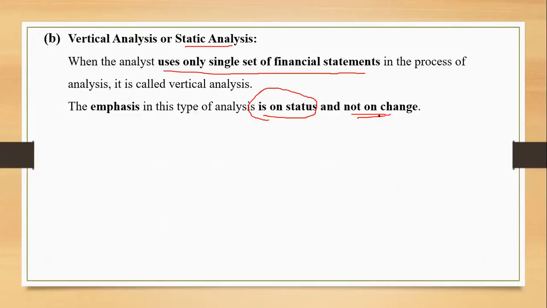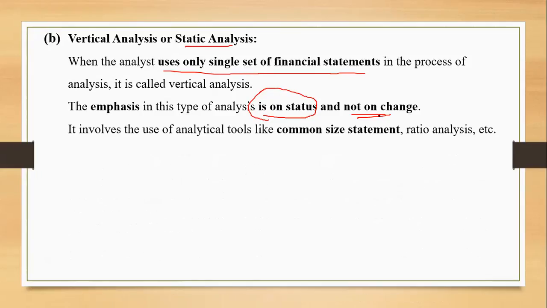So we come to know about the status of each and every single item in any statement, either the income statement or the balance sheet, but we will never focus on the change over here. Next, it involves analytical tools like common size statement. I told you we are going to learn two statements, comparative and common size. Comparative is horizontal and common size is vertical.